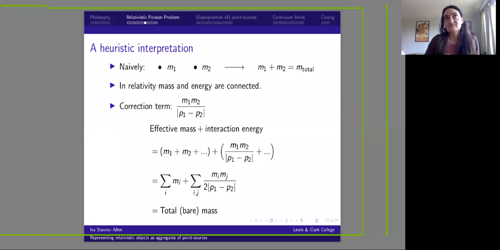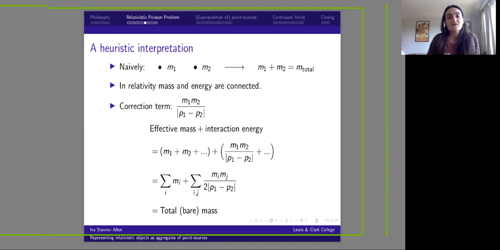Here is a kind of heuristic explanation of what is going on that I have used as a rhetorical argument with my undergraduates, because of course, talking to them about ADM mass is not easy, but this is pretty compelling. If you have two bodies of mass M1 and M2, on one level, you could say that the total mass is the sum of M1 and M2. But to the extent to which you want to embrace relativity, you have to also take into account the equivalence between mass and energy. And so you have to throw in the correction term, which is the interaction energy between M1 and M2.